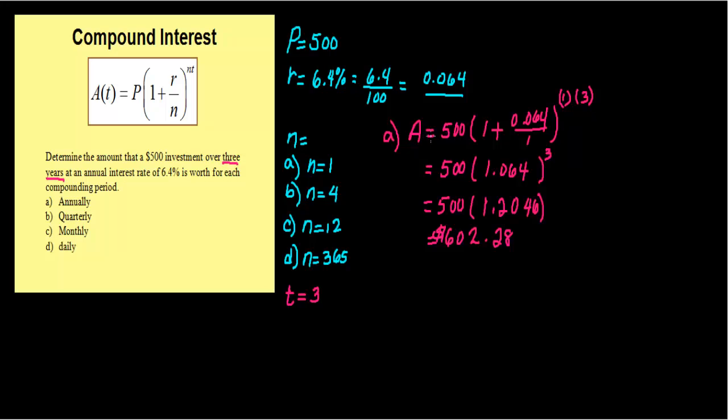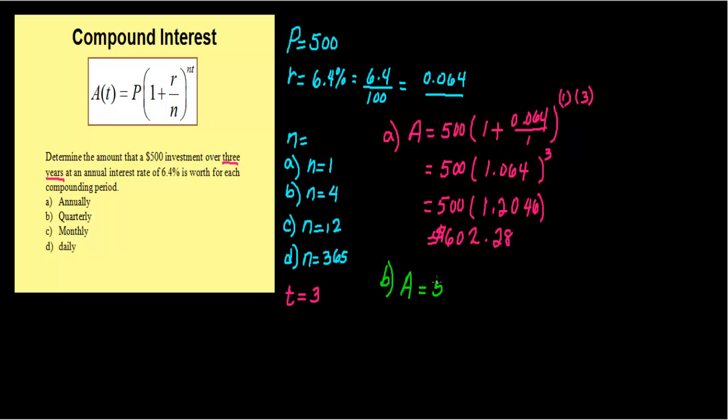So if we compound annually at a 6.4 interest rate, and we start with an initial amount of $500, at the end of 3 years, this money will grow to $602.28. That's letter A. For letter B, we do the same thing.